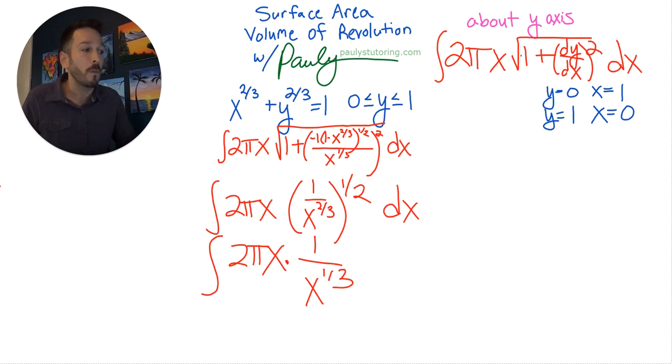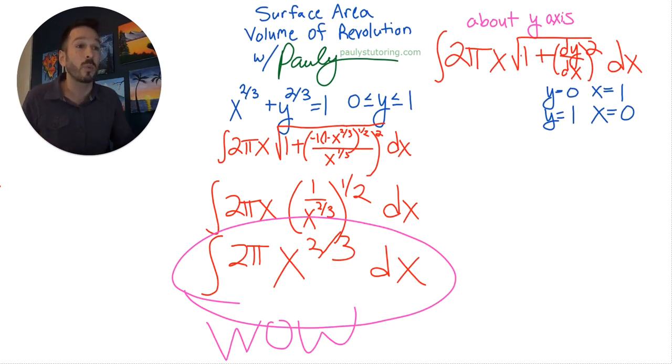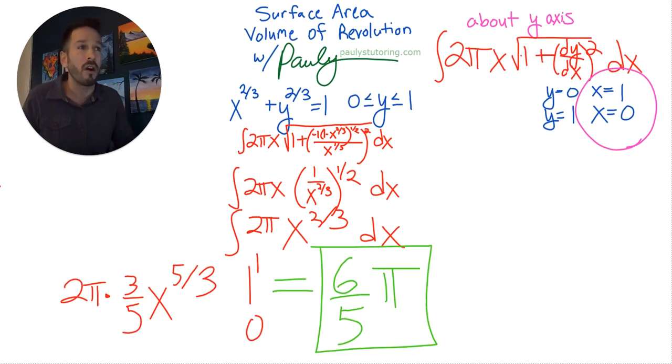Well, now it's 2 pi x times 1 over x to the 1/3. Those 3 over 3 minus 1 over 3, you get 2 over 3. That's what it simplifies to. This is amazing, incredible. Okay, at this point, we should have plugged in the bounds already. We integrate. It's a very simple reverse power rule. We are done.